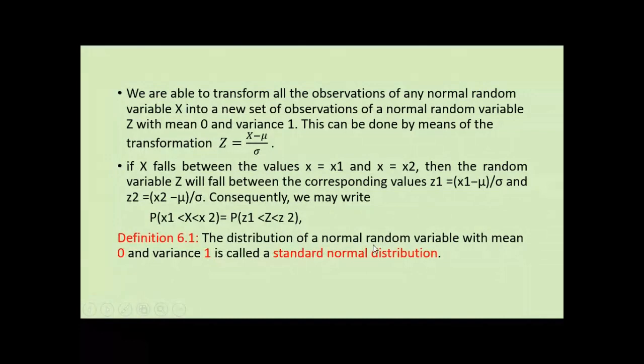Definition: the distribution of a normal random variable with mean 0 and variance 1 is called the standard normal distribution. So we are converting a normal distribution into a standard normal distribution by using this formula. The resulting variable will be called standard normal, whose mean is 0, so the peak will be attained at 0, and variance is 1. So the standard deviation is also 1.